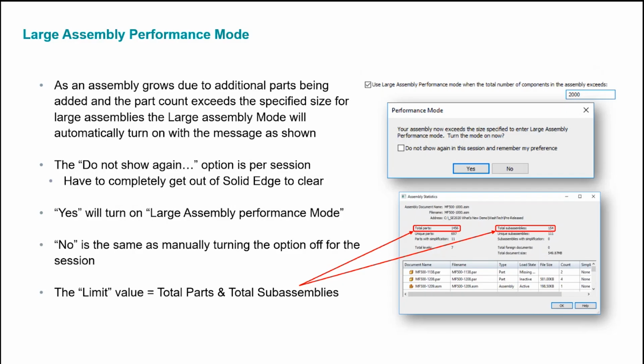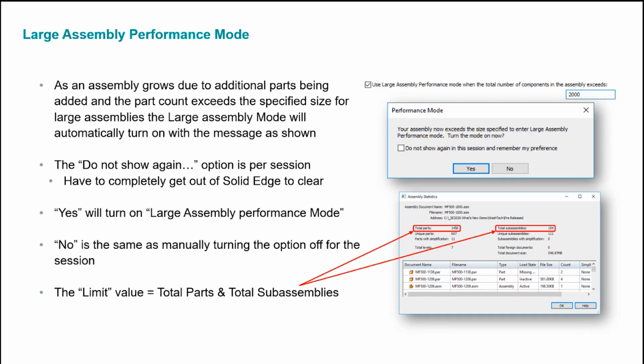So how does it work? Let's say you're working on a large assembly, and the assembly exceeds the defined part limit. In this case, the system will prompt the user, asking whether they want to use the large assembly performance mode or not. If you choose yes, of course, it's going to enable the performance mode for that specific session. If you choose no, it keeps the mode off. But bear in mind, this is for the current session. It's not a permanent thing.